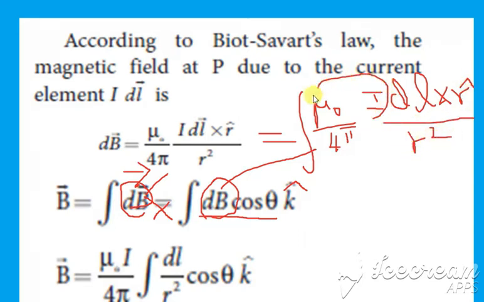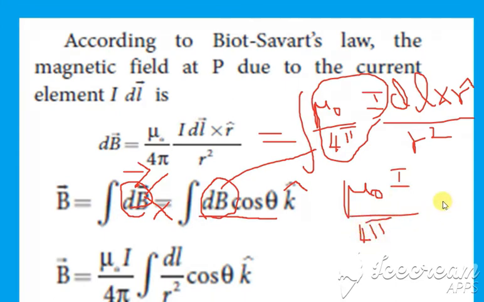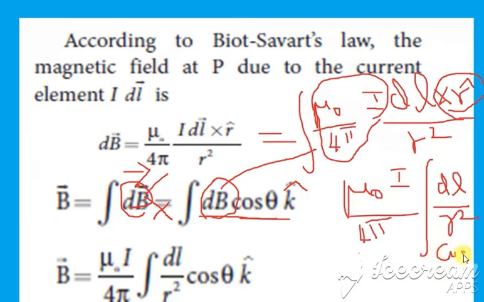Now in this, mu naught I by 4 pi is constant, so I am taking it out. So we are getting mu naught I by 4 pi. Then the remaining terms are the integration of dl divided by r square, and we are neglecting the unit vector since its value is equal to 1. So if you neglect that, you will get just dl divided by r square. The remaining here we have cos theta into k cap, is it not? So we are writing that value here, cos theta into k cap.